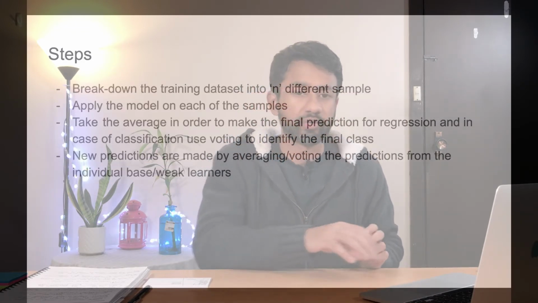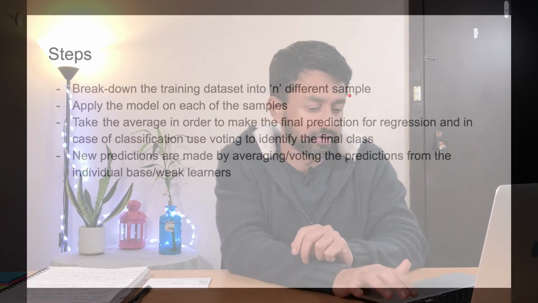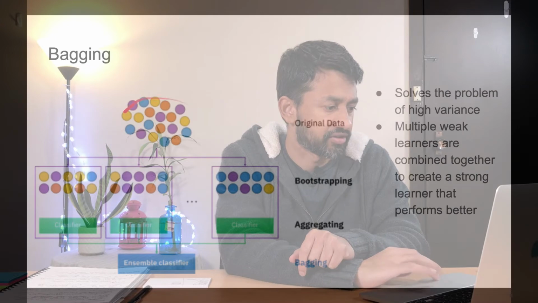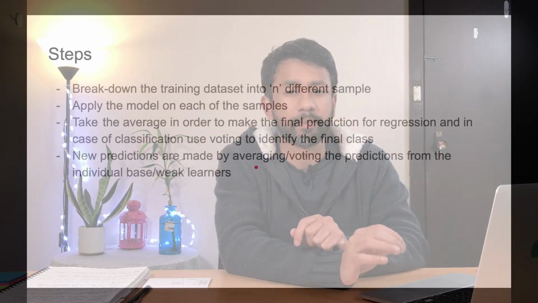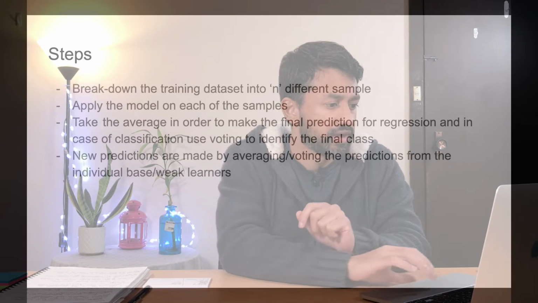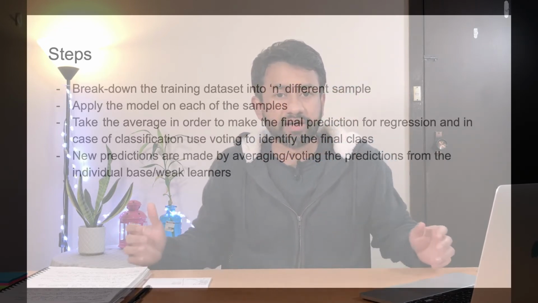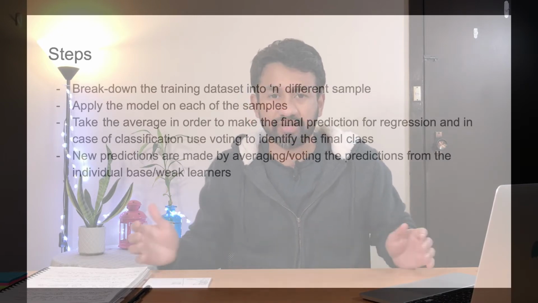As I explained, the first step is to break down the training data set into n different samples. So here the training data set is divided into n number of samples, like 1, 2, and this is the nth sample. Then we apply the model on each of those samples. And in order to make the final prediction, we take the average of all those. If it is a regression problem, it is quite simple. We take the average of it.